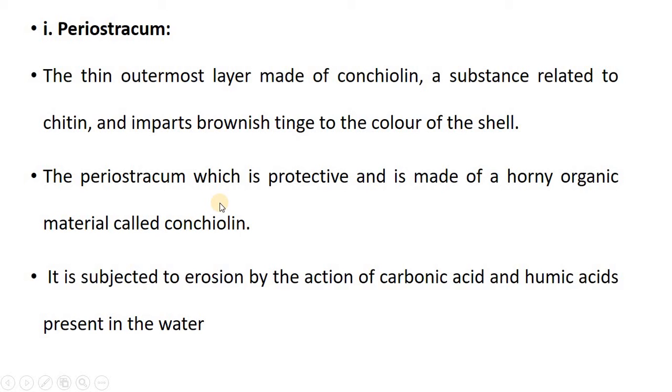The periostracum is protective, and it is made up of a horny organic material called concholine. It is subject to erosion by the action of carbonic acid and humic acids present in water. So this periostracum constantly gets thinner, and therefore it must be produced continuously by the mantle.